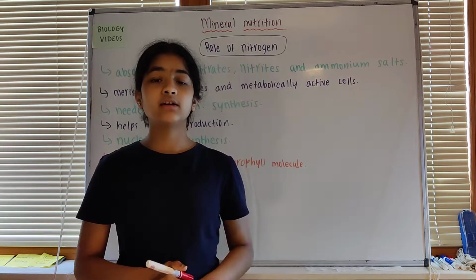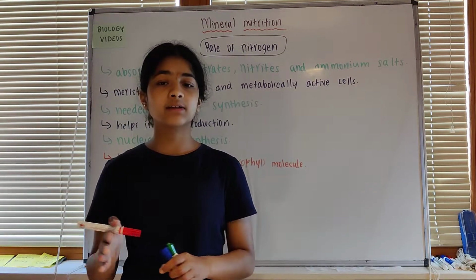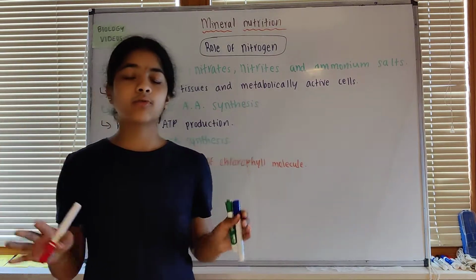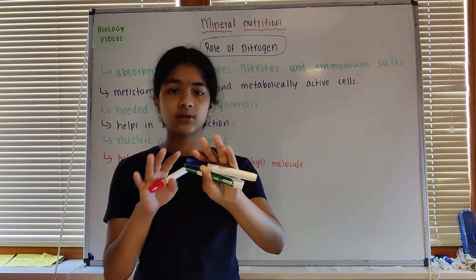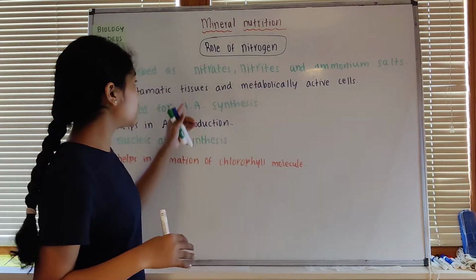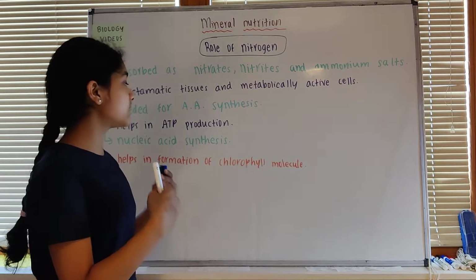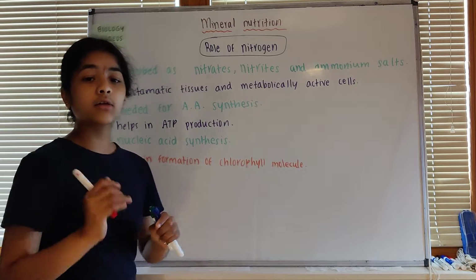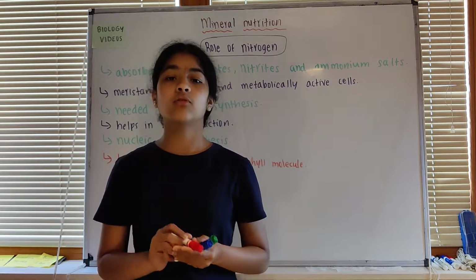If you have studied the chapter of photosynthesis in higher plants, then you know that we talked about chlorophyll there. In the structure of chlorophyll, there is magnesium in the middle and there are 4 nitrogens around the magnesium. So nitrogen plays a role in the chlorophyll molecule formation. It is in the structure of the chlorophyll molecule.